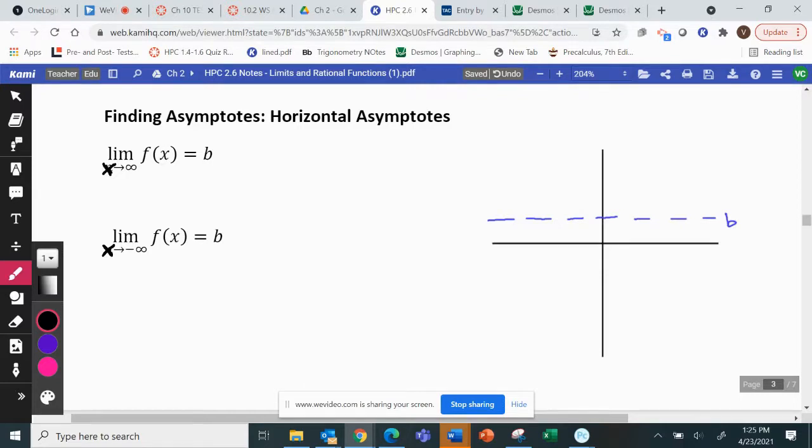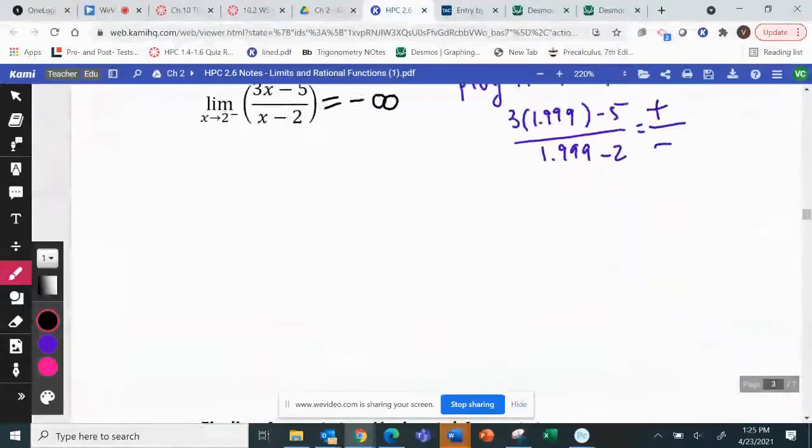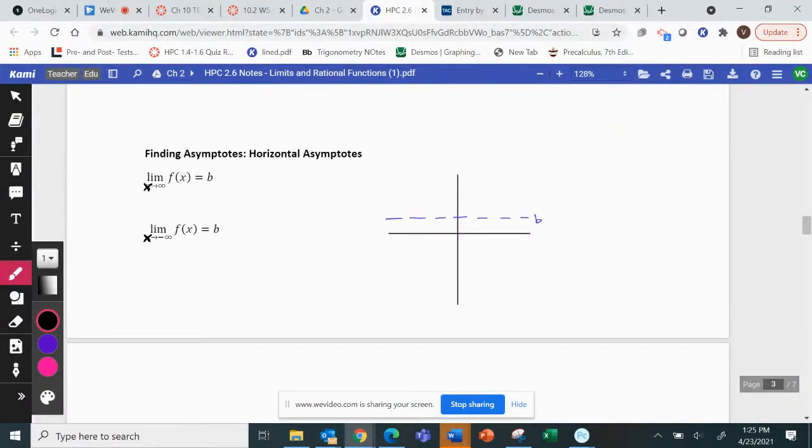So that's where we were doing the little over big theorem, where we're going to plug in bigger and bigger and bigger numbers to see what it's actually approaching. And what that number is approaching will be the horizontal asymptote. Okay.